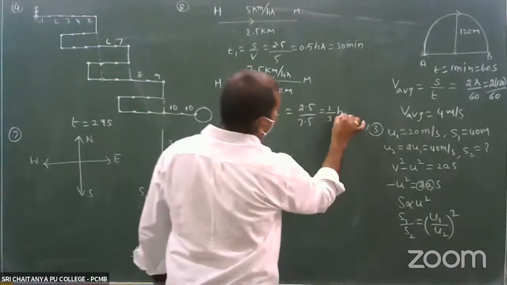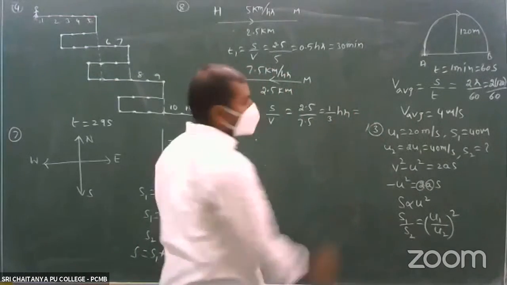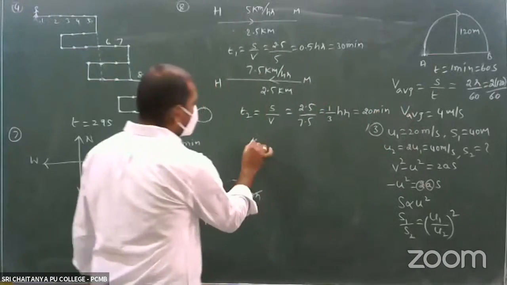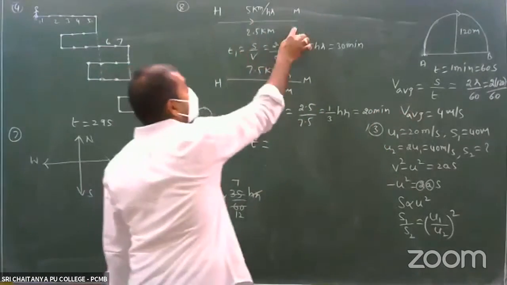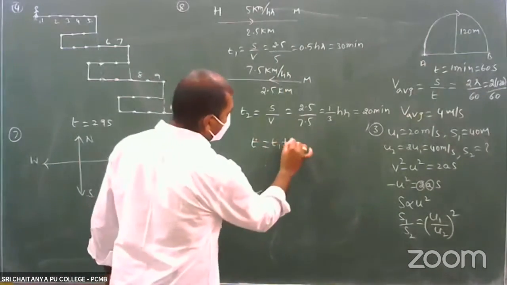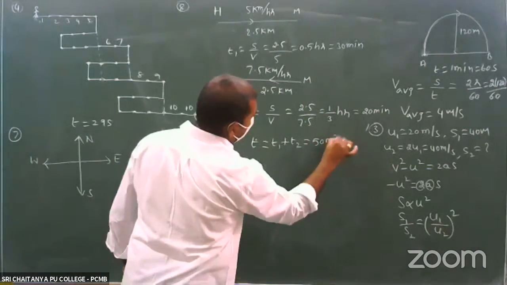1 by 3 hour or not? Minutes. For 1 hour, how many minutes? 60. 60 by 3 is what? 20 minutes. Now total time for house to market and market to house. T1 plus T2. How much? 30 plus 20? 50 minutes.